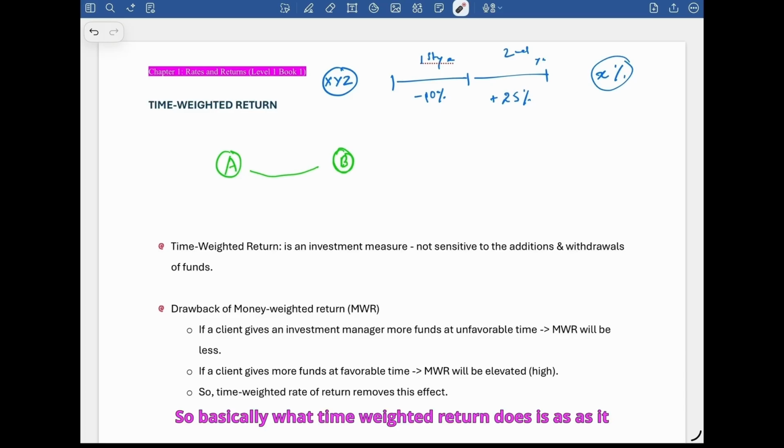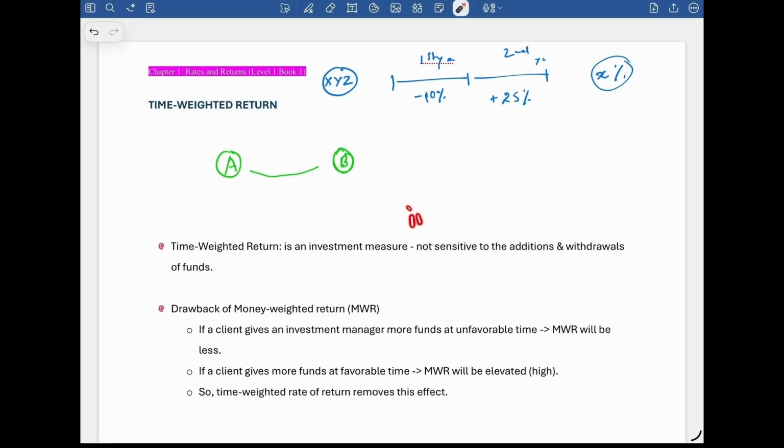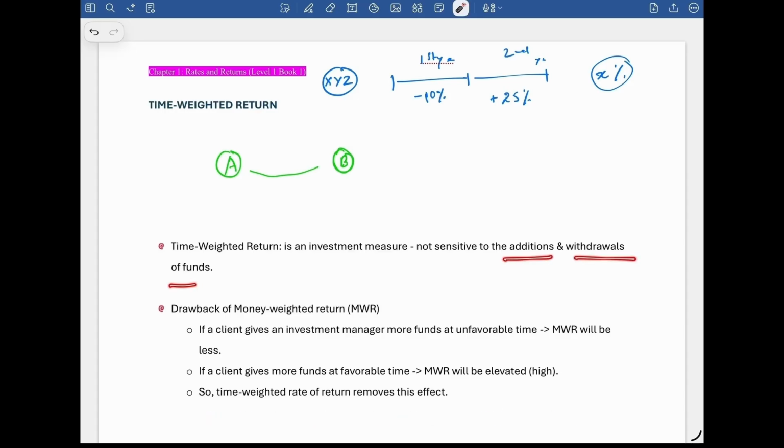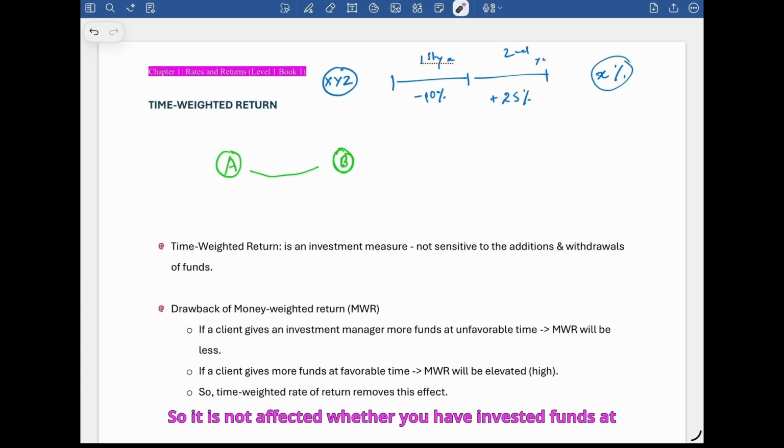Alright. So basically what time weighted return does is, as it says here, that it is insensitive. Time weighted return does not care about addition or withdrawal of funds. So it is not affected whether you have invested funds at an unfavorable time or you've invested more funds at a favorable time. It does not care at all.